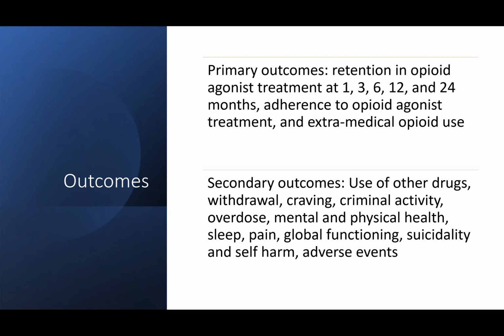For the outcomes, the primary outcomes they looked at were retention in opioid agonist treatment at 1, 3, 6, 12, and 24 months, so 2 years out from the initiation of treatment. Adherence to opioid agonist treatment, which they define as going to appointments as scheduled, taking the medication as scheduled, and then extramedical opioid use, so use of opioids while in opioid dependence treatment.